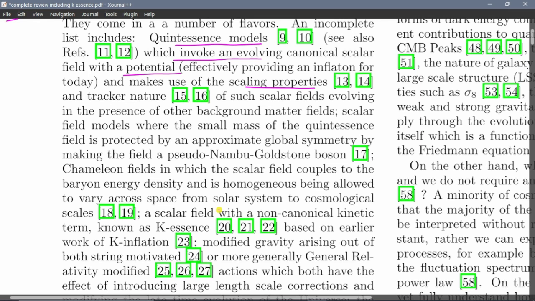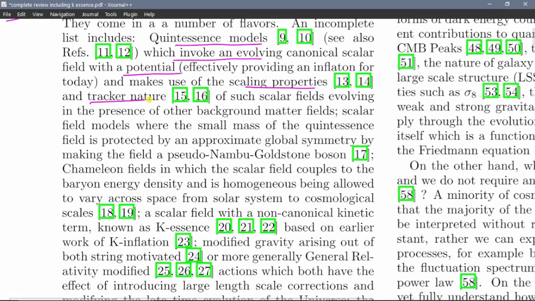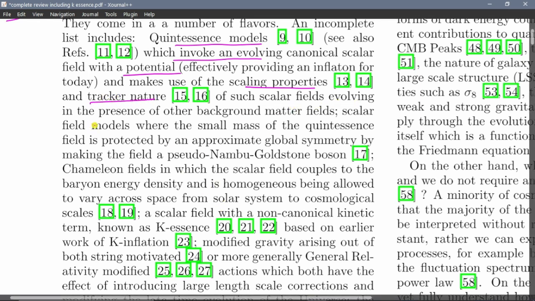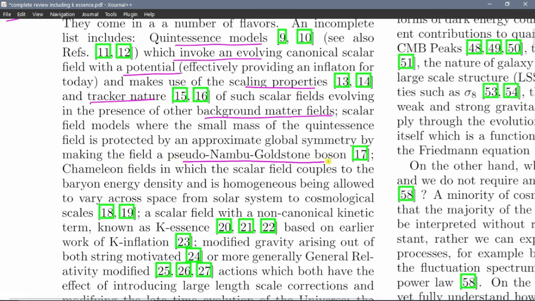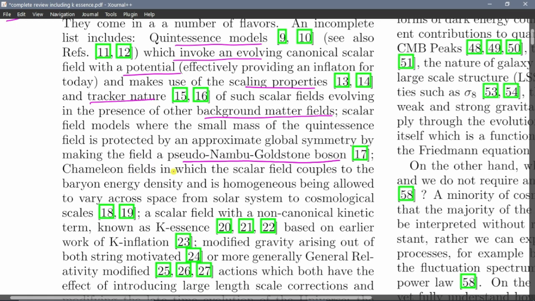So we will again see what is the scaling properties and tracker nature of such scalar fields evolving in the presence of other background matter fields. Scalar field models where the small mass of quintessence field is protected by an approximate global symmetry by making the field a pseudo Nambu-Goldstone boson. Chameleon fields in which the scalar field is coupled to baryon energy density and is inhomogeneous, being allowed to vary across space from solar system to cosmological scales. So chameleon field is another field.